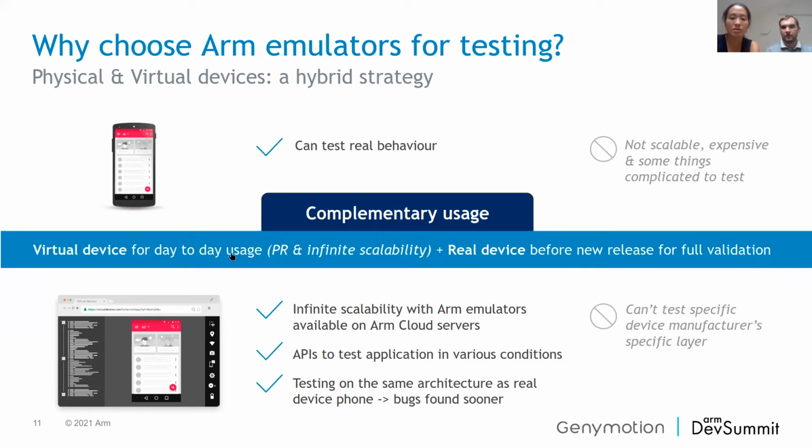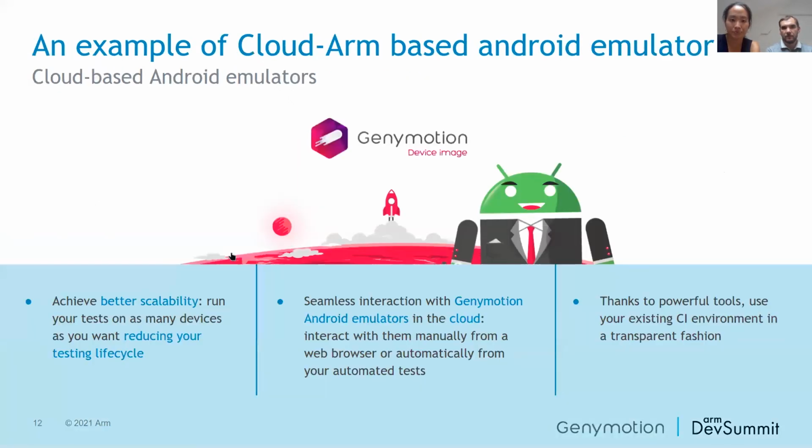And we also see a tendency to move to the cloud to avoid all the hassle of managing infrastructure and, of course, to achieve better scalability. And having ARM emulators available on ARM cloud servers helps scaling the tests. But we know that with virtual devices, we can't test device manufacturer-specific layer. So usually we use real devices before a new release for full validation.